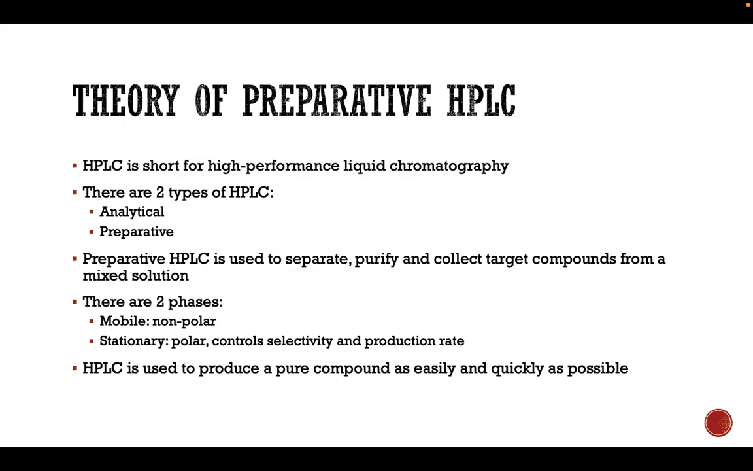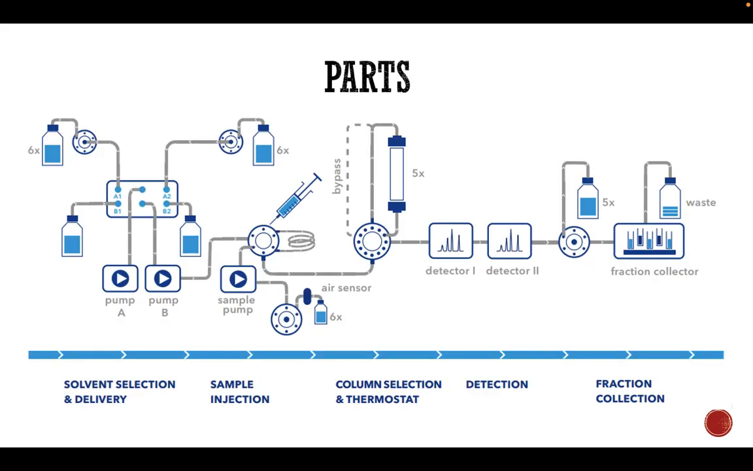There are two phases, the mobile phase, which is nonpolar, and the stationary phase, which is polar. One thing to know about the stationary phase is that it controls selectivity and production rate. HPLC is used to produce a pure compound as easily and quickly as possible.